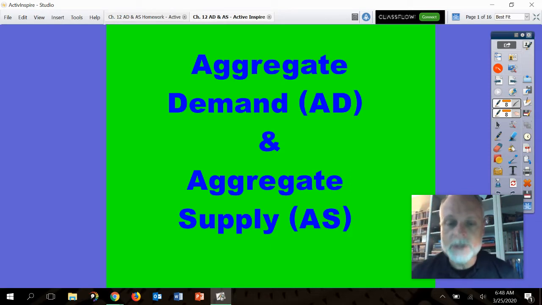So I'm going to give you a cheat sheet. We're going to go through this together. I think it will work if you just pay attention. We know what demand is. We know what supply is. But when you add the word aggregate, that's the new part of this today, right? That is what you need to understand.